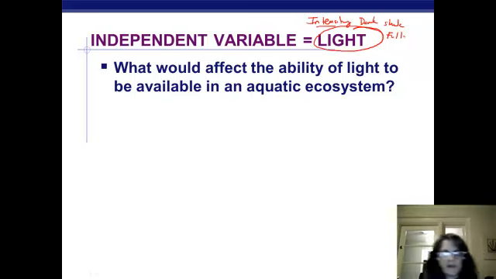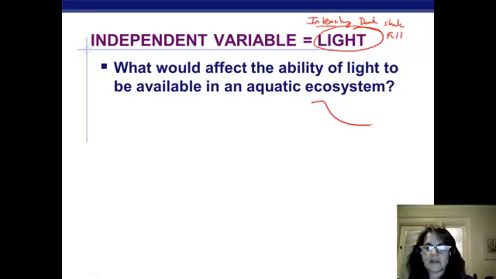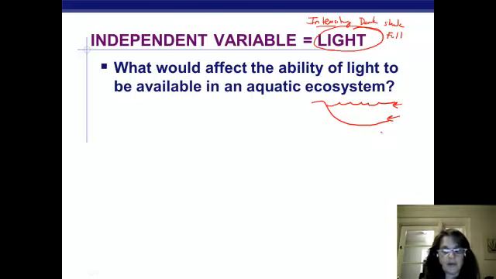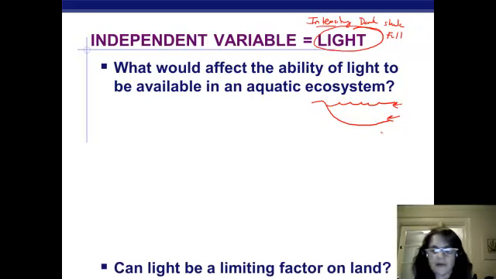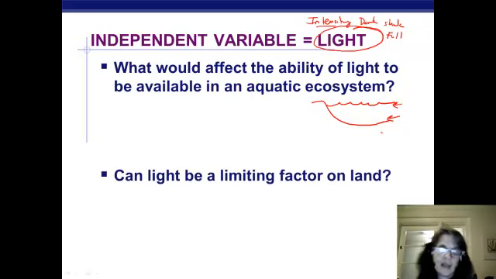So, what would affect the ability of light to be available in an aquatic ecosystem? Well, surely you would understand that if this is a pond, there might be more light available at the top and less light available at the bottom. So that's a really real variable that would be at play in an aquatic ecosystem. Okay? Can light be a limiting factor? Remember the term limiting factor, something that's going to limit productivity, limit population growth.